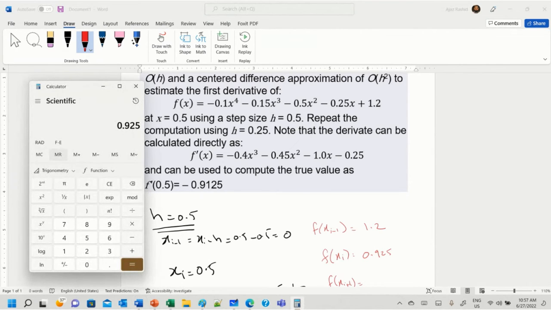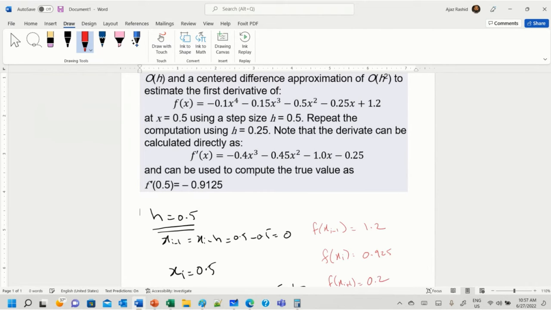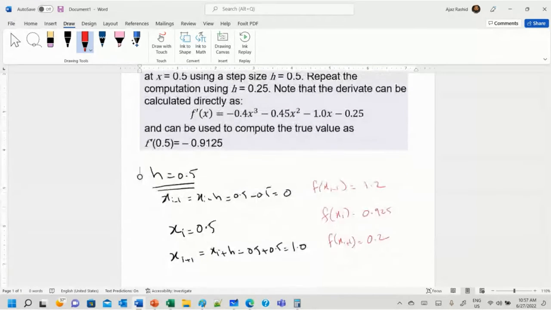And if I go to 1, then all of this is 1, 1, 1, 1. So that's going to be minus 0.1, minus 0.15, minus 0.5, minus 0.25, plus 1.2. It's 0.925. So I have the values.